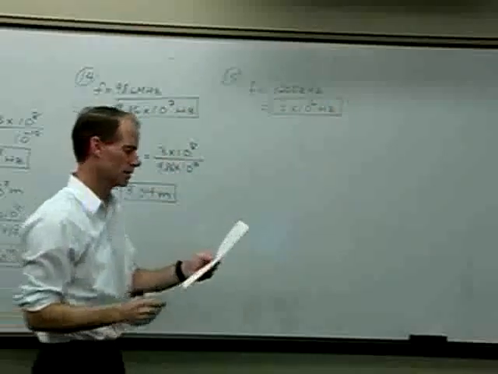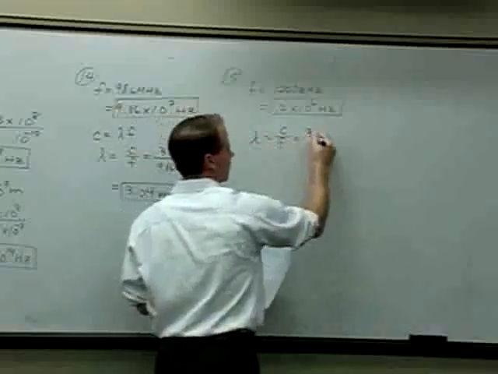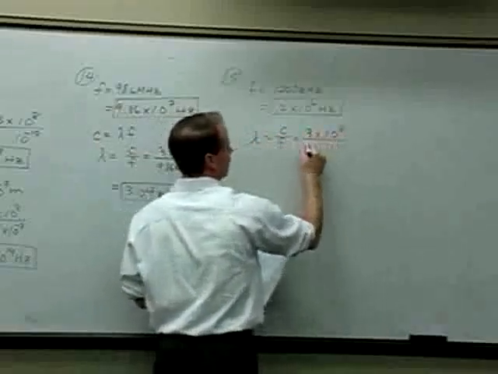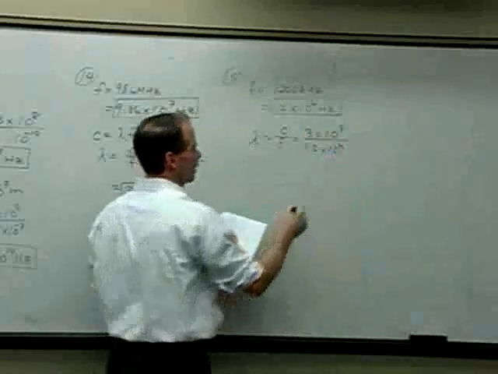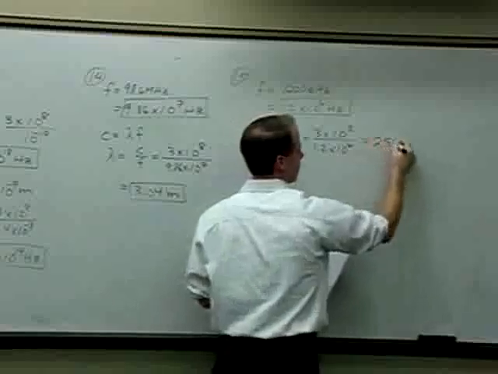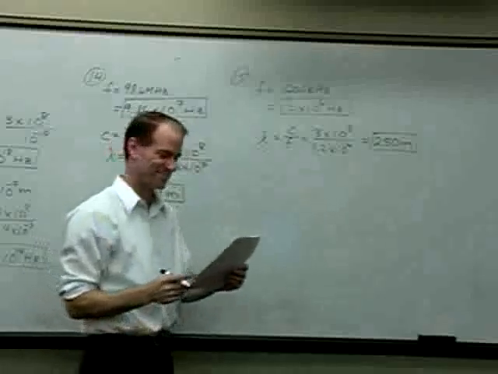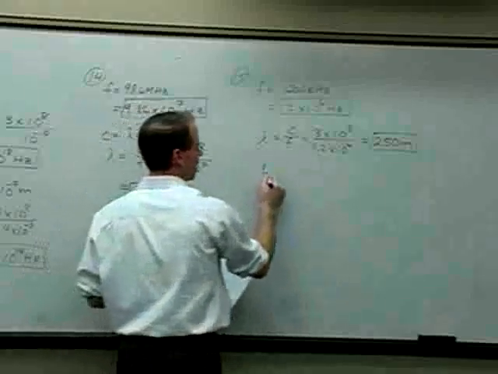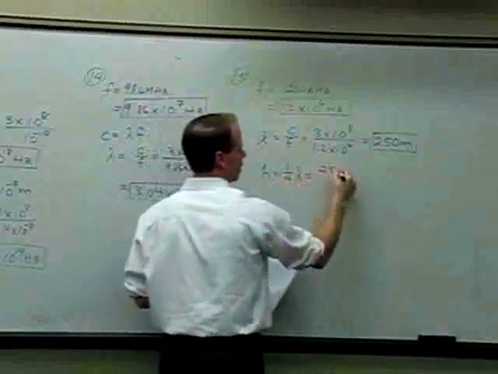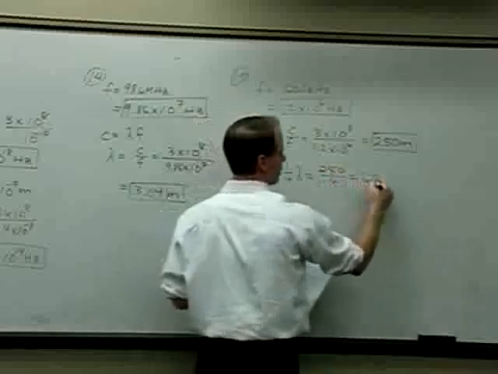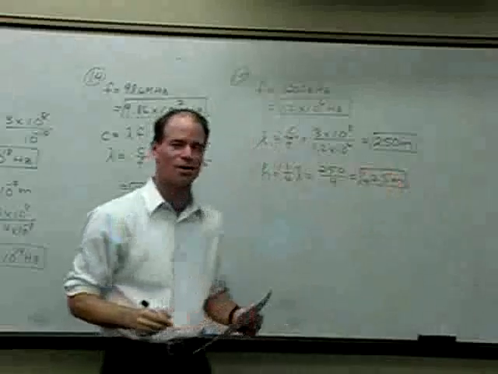And so the wavelength is the speed of light divided by the frequency. 3 times 10 to the 8 meters per second over 1.2 times 10 to the 6 per second. And that gives us a wavelength of 250 meters. Since our antenna is 1/4 the length of a wavelength, that's going to be 250 divided by 4, or 62.5 meters long for our antenna.